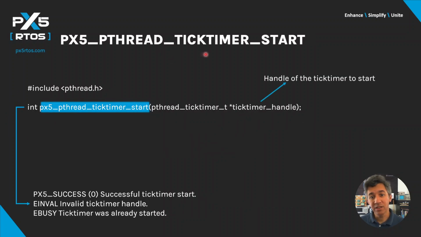Once we create a ticktimer, we can start using that by calling the ticktimer start. For that, all we need to pass is the handle of the ticktimer to start. Then we check the return for any errors.